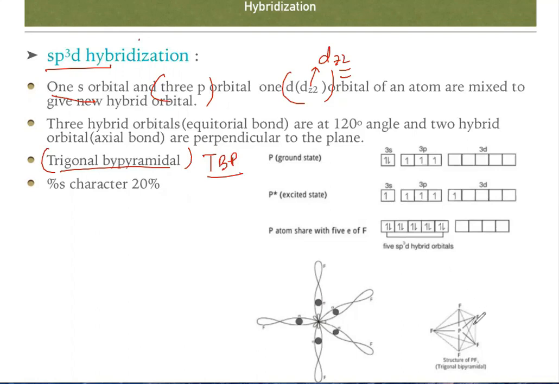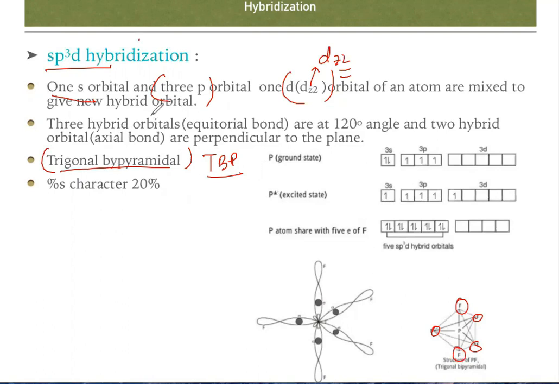So this is the geometry of trigonal bipyramidal. Trigonal means 3 fluorines are present on the plane. So 1, 2 and 3. These 3 fluorines are present on the plane, whereas of the other 2 fluorines, one is on the top and another one is below the plane.